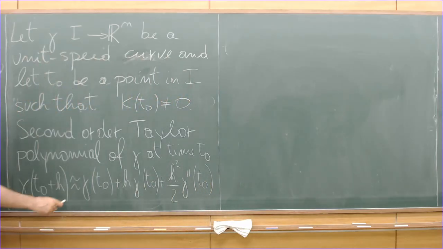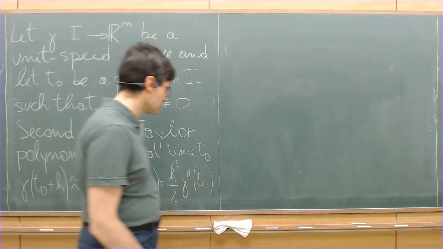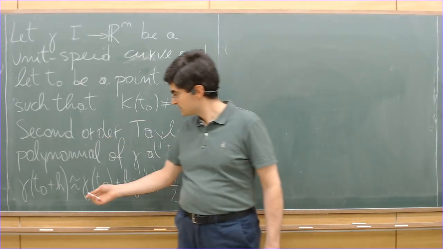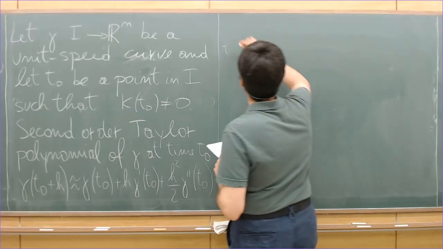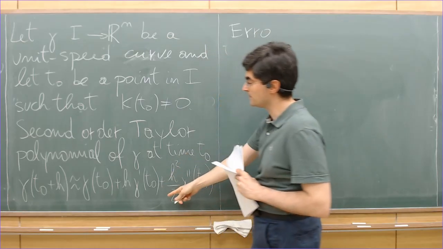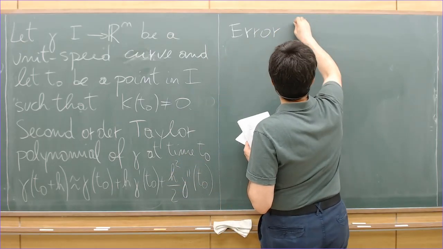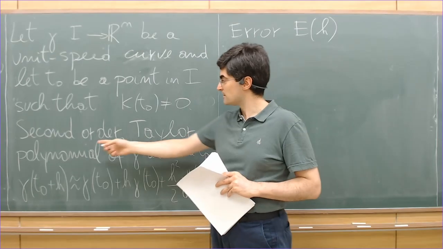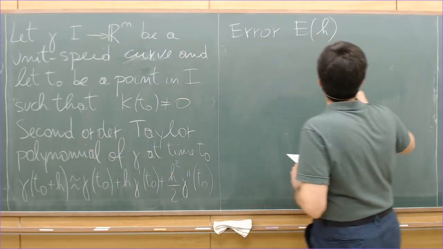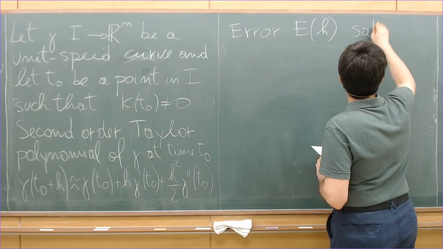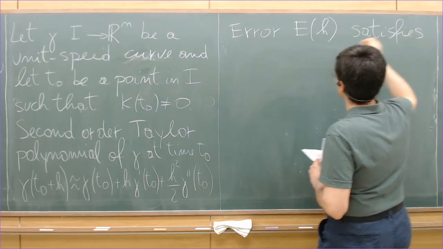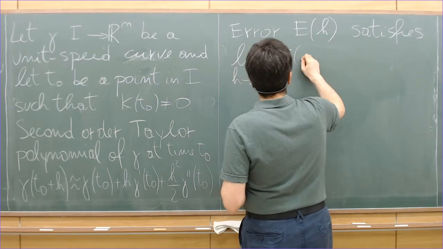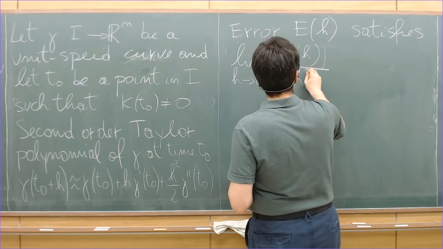The reason why we write approximately equal is that when we write down a second order Taylor series for a function, there is an error that here we are omitting, denoted by E of h. In the case of a second order Taylor polynomial, it satisfies the following property: the limit as h tends to 0 of the length of E of h over h squared is equal to 0.